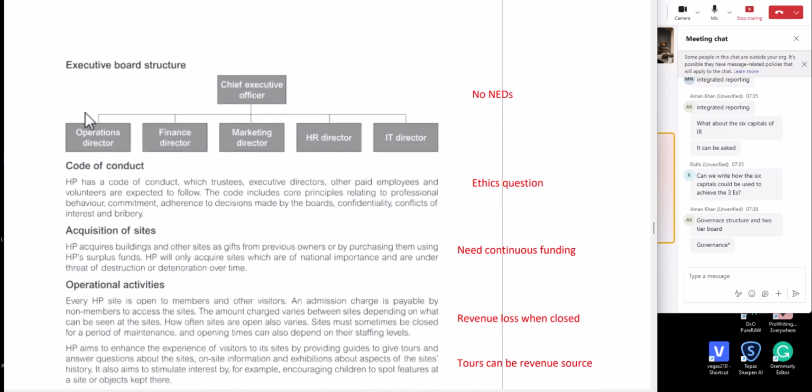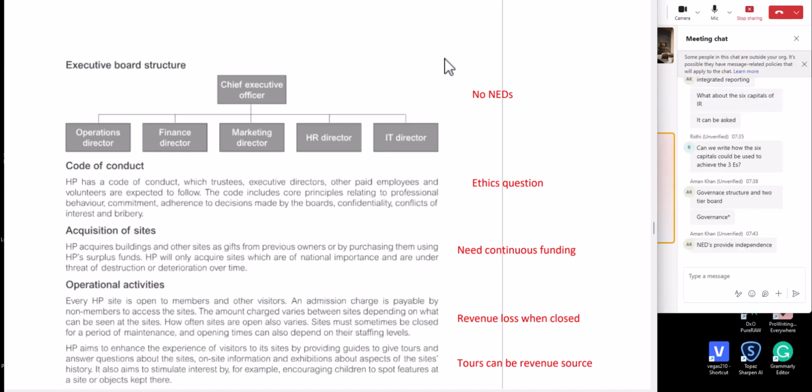I've talked about it already, but they have no NEDs. But it's not unusual for a charity to have no NEDs. The reason why you might want NEDs, as I said before, is commercial experience. It seems like quite a standard board of directors. They've got a code of conduct, which again indicates ethics.